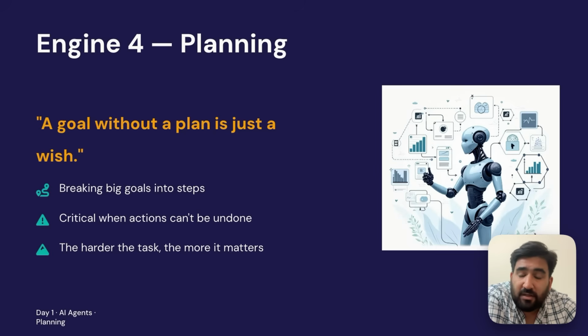So planning, what does it mean? Planning means breaking a big abstract goal into a sequence of ordered, doable, concrete steps. The agent figures out what to do first, what depends upon what, and what is the correct sequence to be followed.